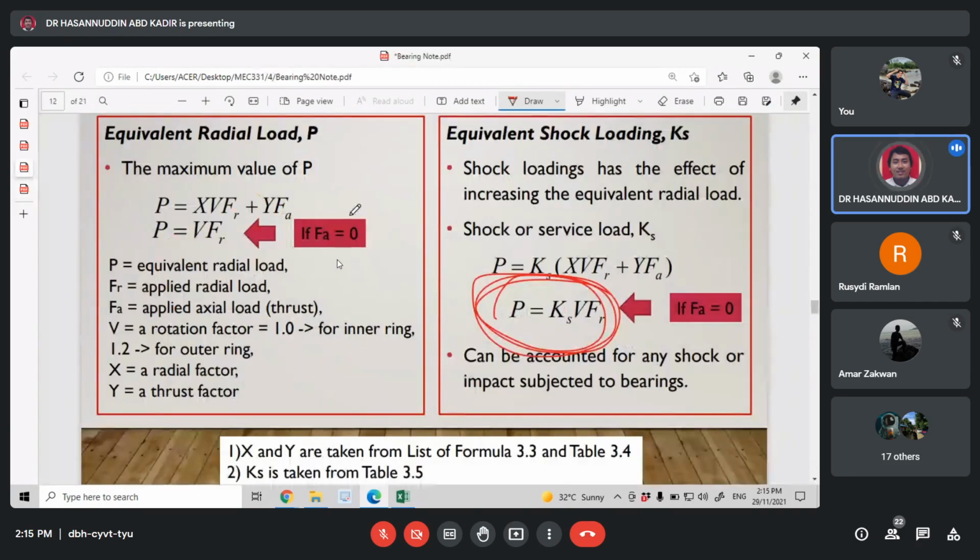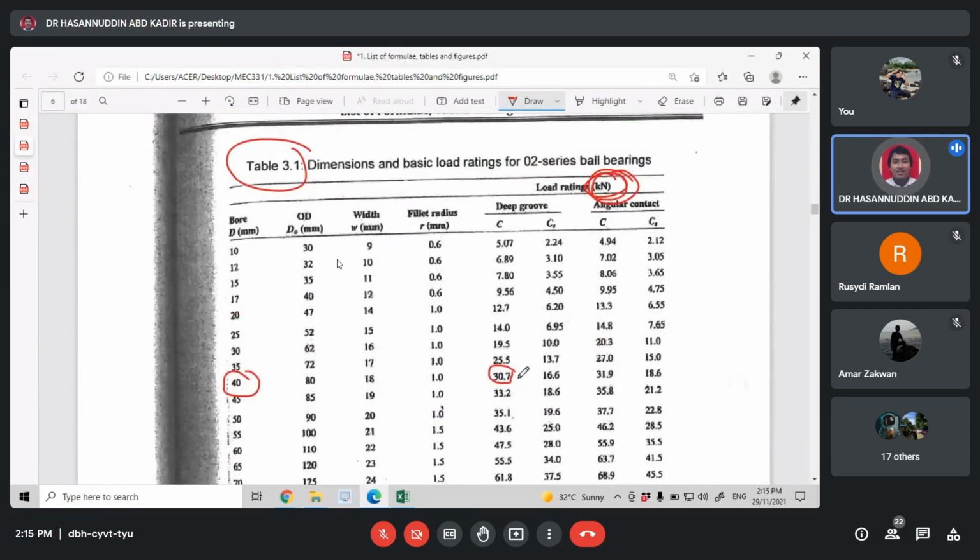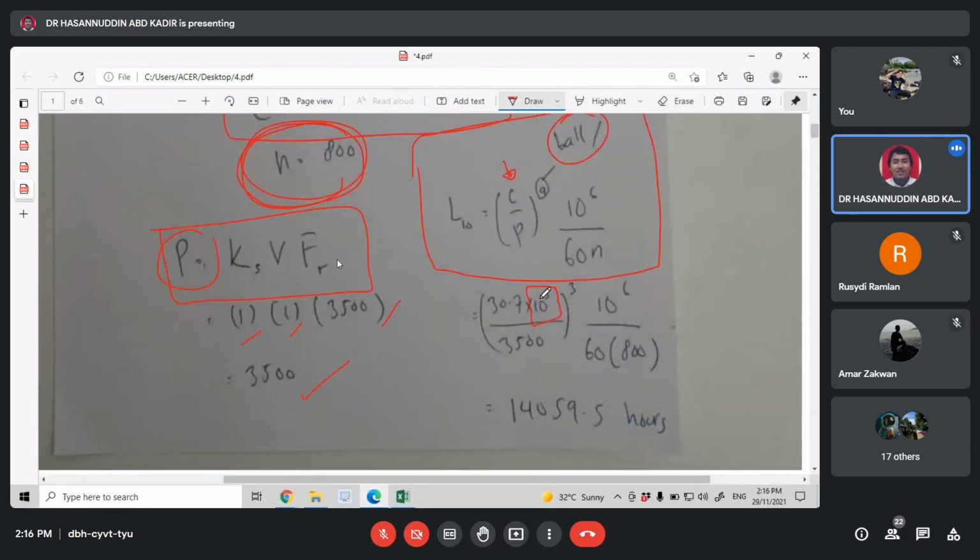But we refer back to the table. Don't forget about this one because they mentioned 30.7 here in terms of kilonewton. If you don't put kilonewton, if you just put 30.7, your result will be wrong. You will get something strange.